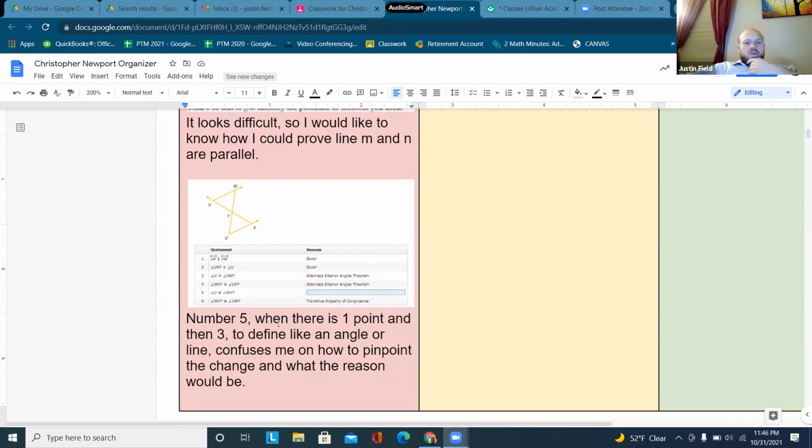Number 5, when there is 1 point in 3 and then 3 to define an angle or line confuses me on how to pinpoint the change and what the reason would be. So when we're naming angles right here, you can use 1 letter or 3 letters. And the difference is knowing how many angles are connected to that vertex.